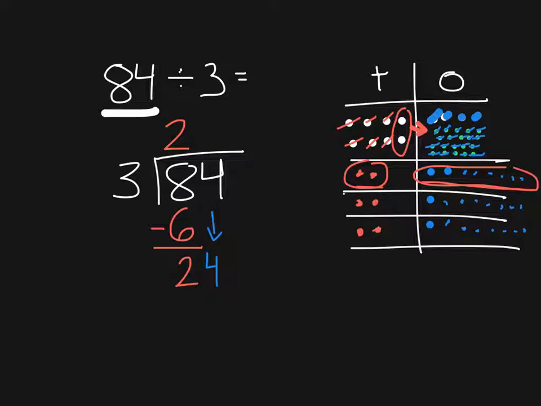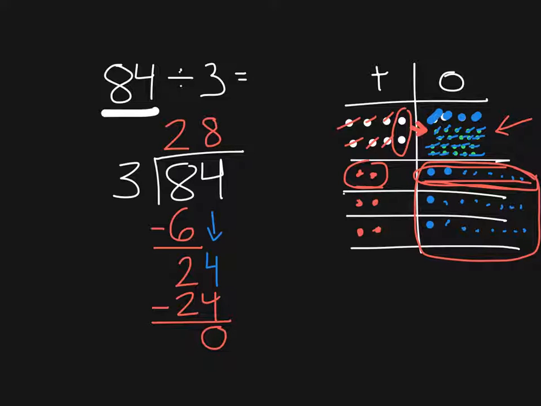So 24 divided by 3, I'm going to record that 8 because that's how many is in this equal group. I'm going to multiply 8 times 3, that gives me 24. That tells me how many of these dots were distributed. I'm going to subtract that and I'm left with 0, and you can see that up here in this section I do not have any remainder ones. So my final answer to 84 divided by 3 is 28. And that's how we divide when we have to do some regrouping in the tens column.